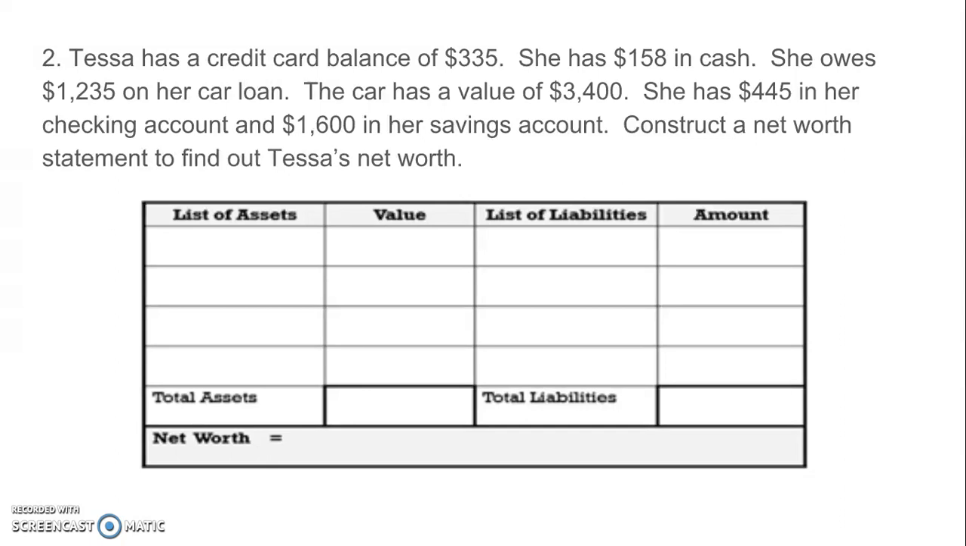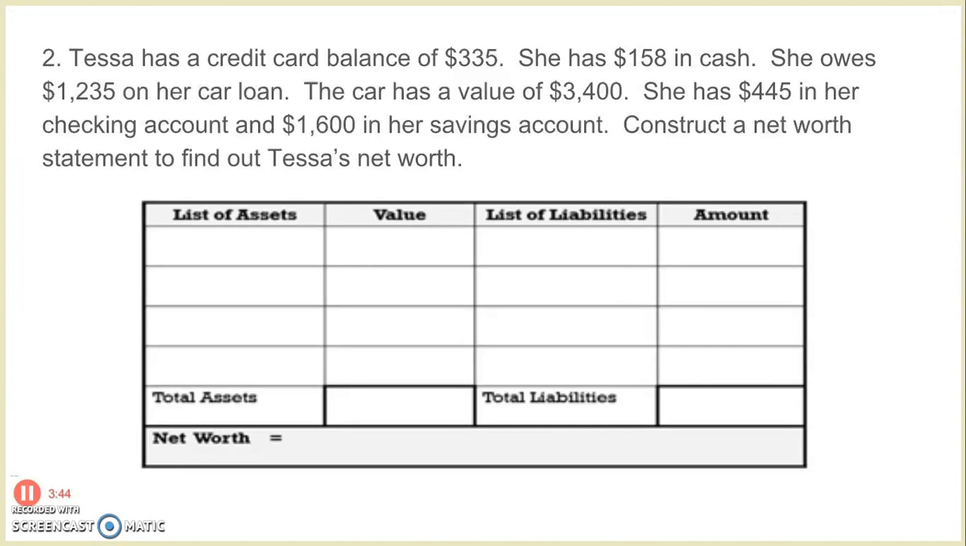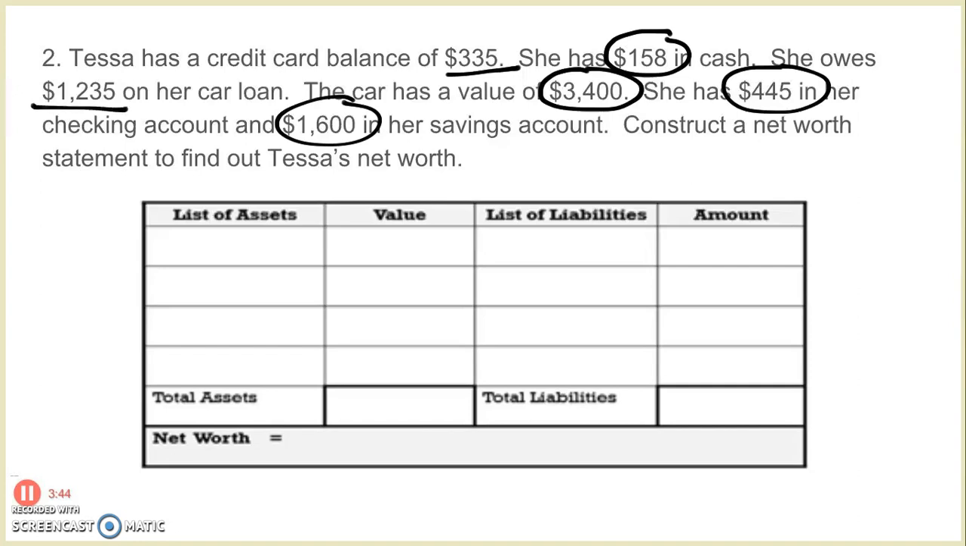Tessa has a credit card balance of $335. She has $158 in cash. She owes $1,235 on her car loan. The car has a value of $3,400. She has $445 in her checking account and $1,600 in her savings account. All right, let's go ahead and circle our assets. So we should circle 158, 3,400, 445, and 1,600. And we're going to underline our liabilities, 335, 1,235, and that's it.